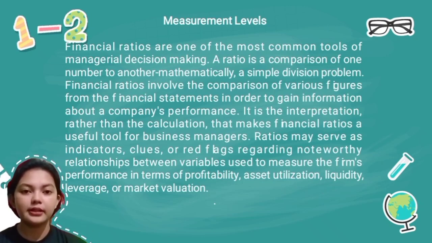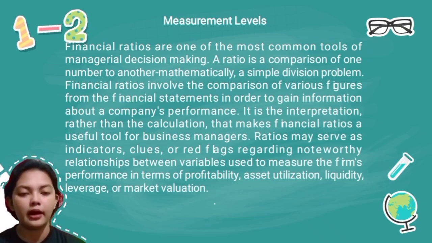Number four is ratio scales. This is the highest level of measurement, which includes all the characteristics of the previous levels. It not only ranks and measures differences but also has a true zero point. Examples include financial ratios like return on investment (ROI) or earnings per share (EPS).